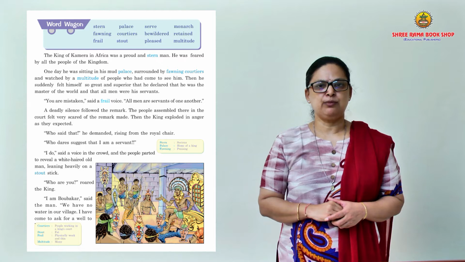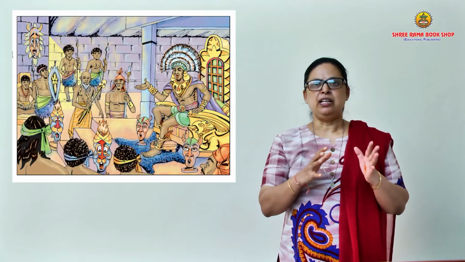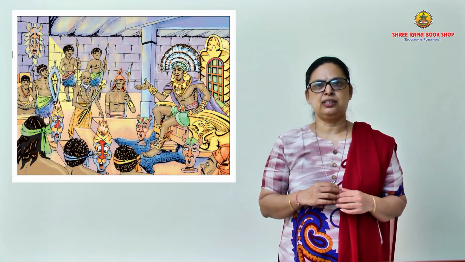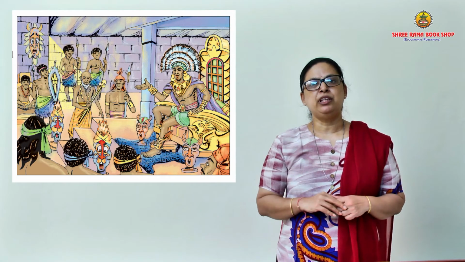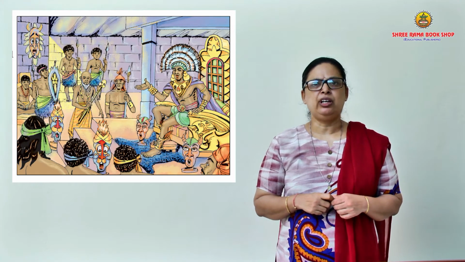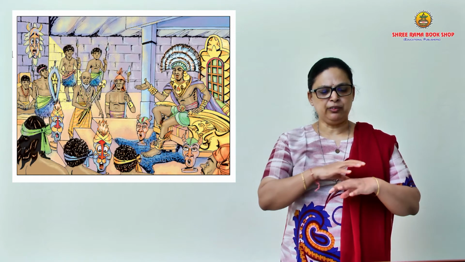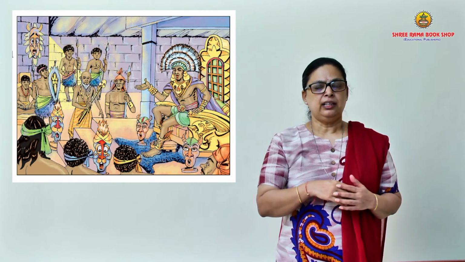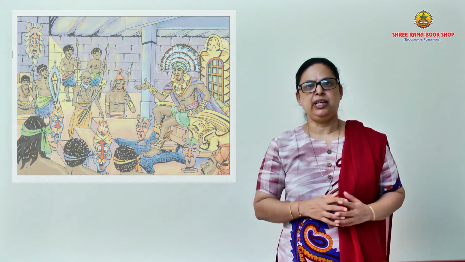One day he was sitting in his mud palace. Now what is a palace? House of a king. Surrounded by fawning courtiers and watched by a multitude of people who had come to see him. So the palace was made up of mud, that is his house was made up of mud, and he had a lot of courtiers. Who are these courtiers? Courtiers are nothing but the ministers. And there is a word before that, fawning. Fawning means they were unhappy. They were not happy. Right? And where was this scenario happening? The scene was happening in the palace of the king. And then there were a lot of people who have come to see him.